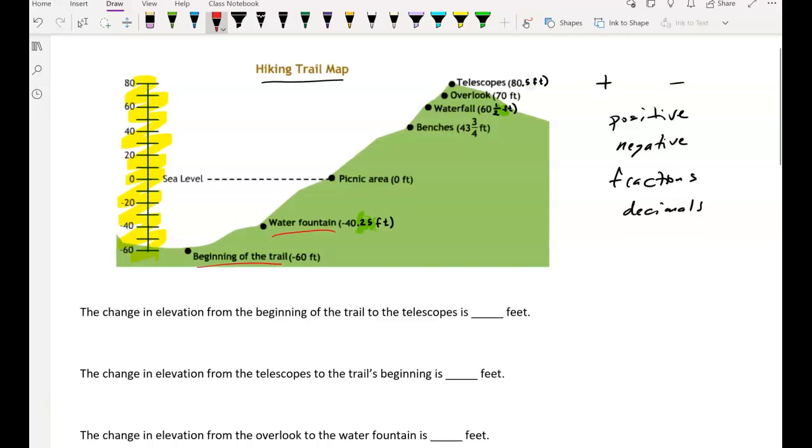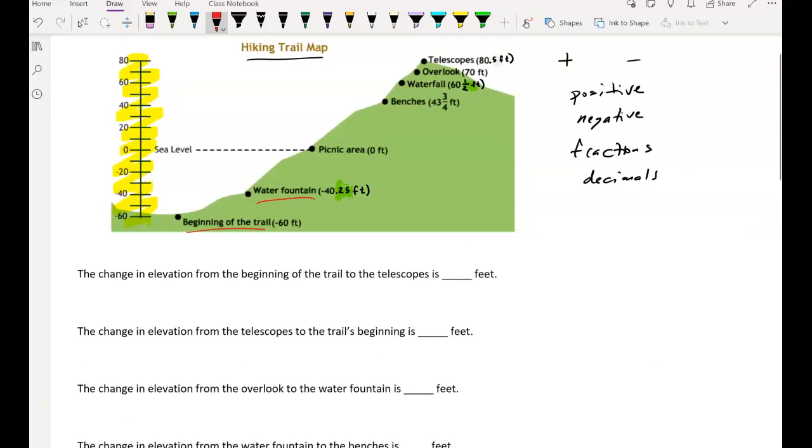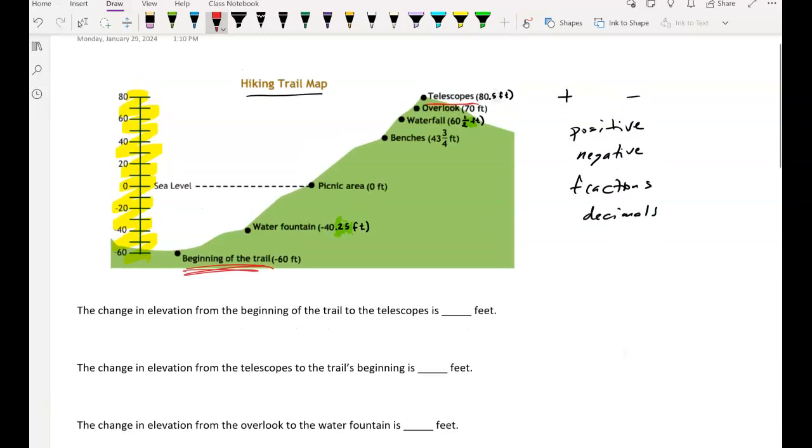So let's get started. First of all, let's look at this question. The very first question says, the change in elevation from the beginning of the trail to the telescopes is how many feet? Well, let's see here. So we're looking at the beginning of the trail to the telescopes. Okay? So the change in elevation. Now you can see that the change in elevation, we are going up, right? So that should be a positive change in elevation.